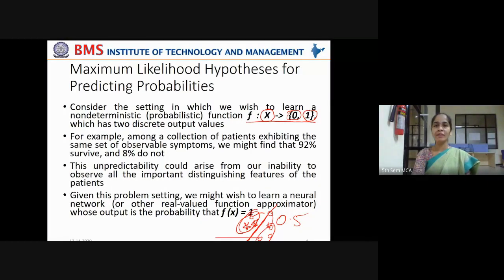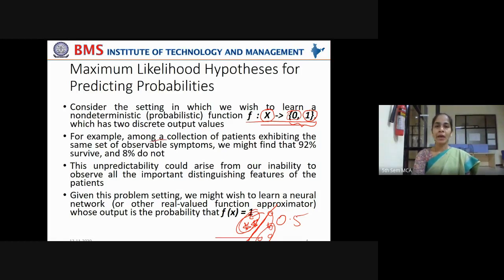Now read the first point, it will be very clear for you. Consider the setting in which we wish to learn a non-deterministic function. Non-deterministic function means you don't have confidence in the outcome, but if you assign probability to it, you will get some confidence. For that, let us see how the function is first of all defined. F is defined as x, any instance outcome should be mapped to either 0 or 1, which has two discrete output values. Now let us take an example, it will be more clear to you.